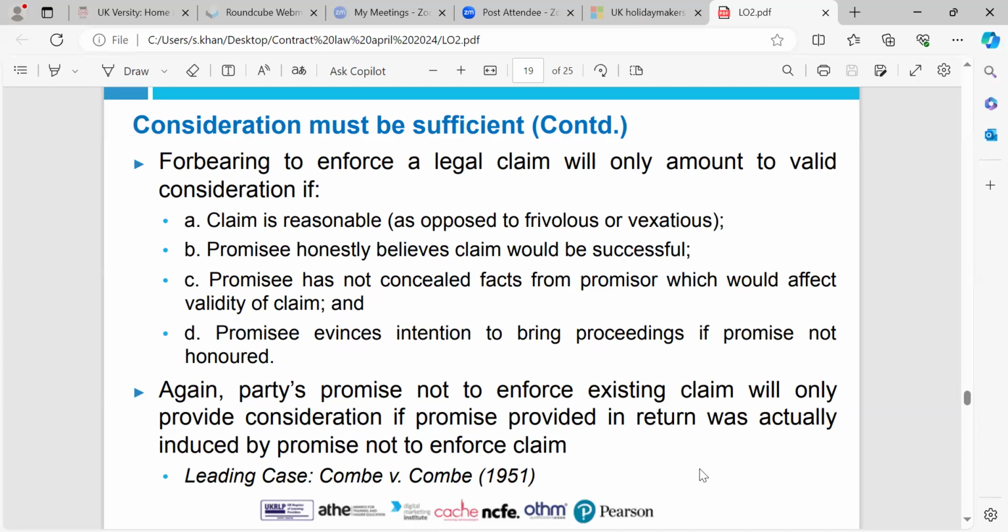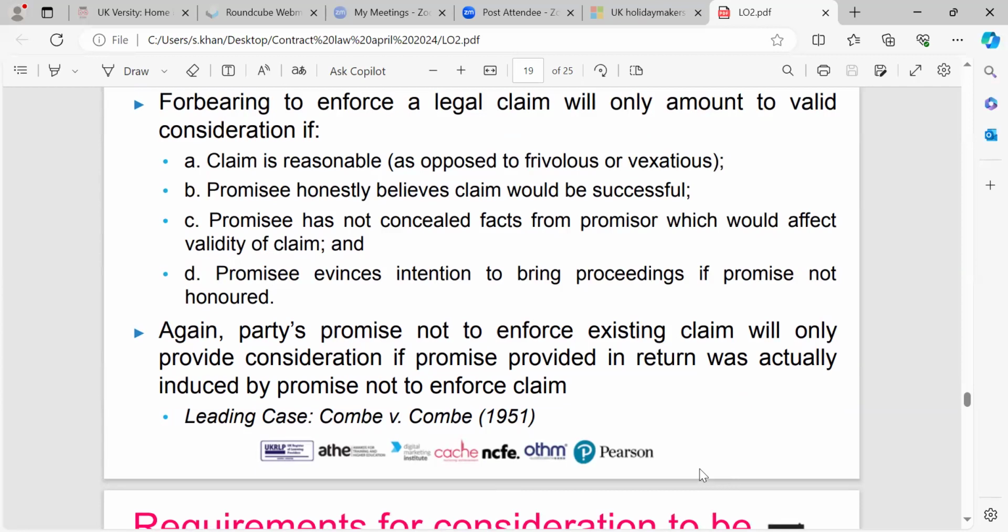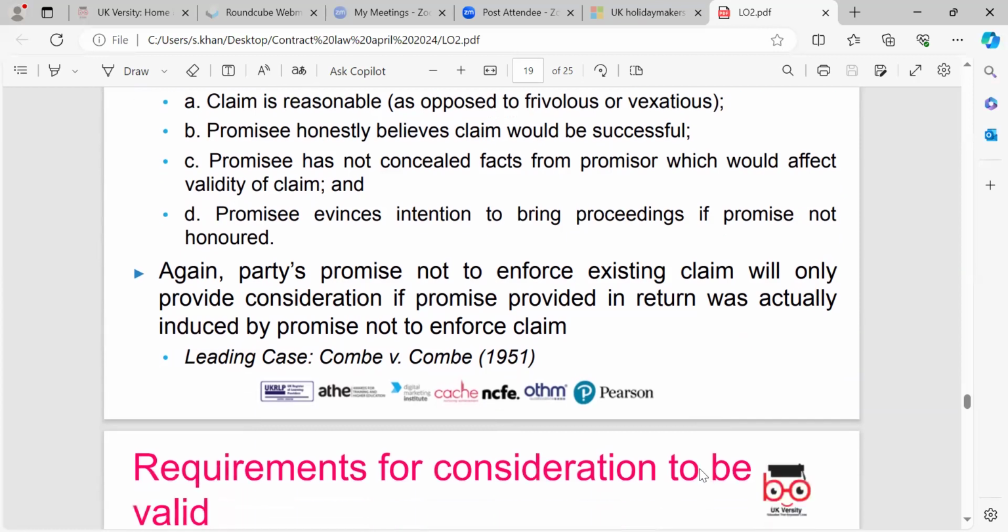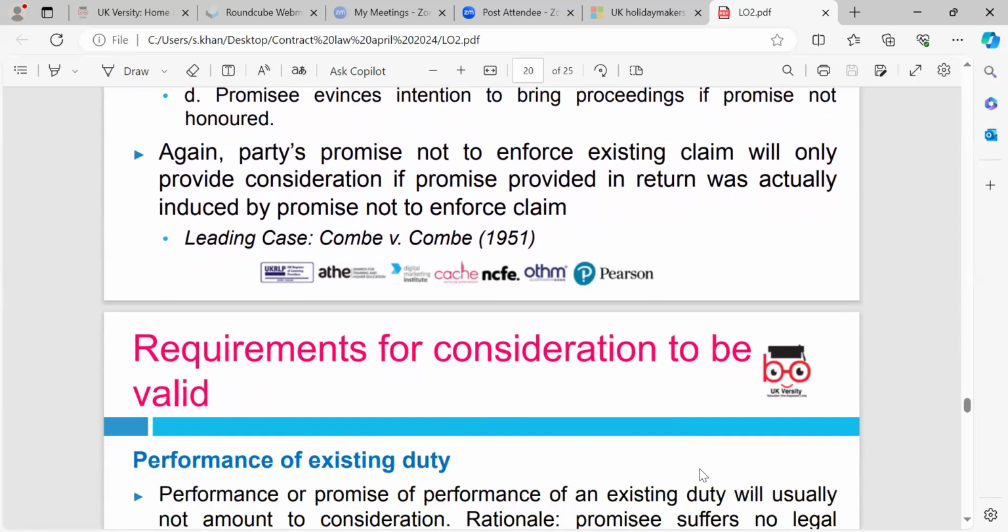Again, a party's promise not to enforce an existing claim will only provide consideration if the promise provided in return was actually induced by the promise not to enforce it. And this was the leading case of Combe and Combe in 1951. In this case, during the divorce process, a husband promised to pay his wife a tax-free sum of £100 each year to represent a permanent maintenance payment. The wife was aware that the husband was not in a good financial state and made no claim to this payment. Several years later, she brought an action to claim the arrears that were owed under this agreement.